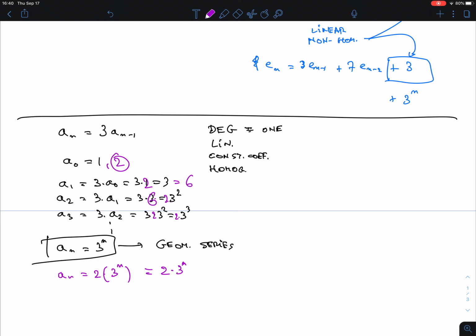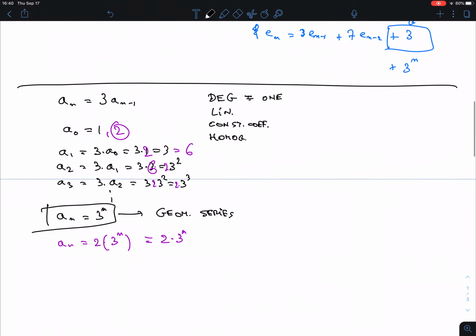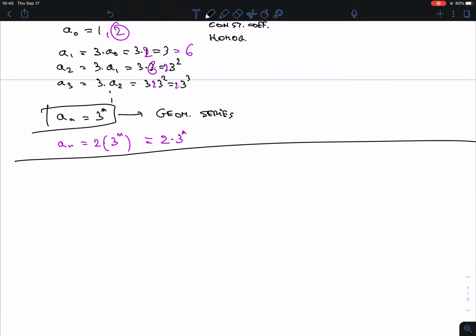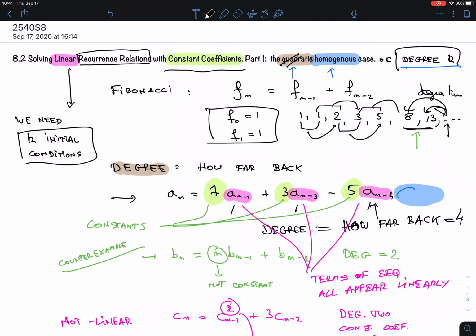So a geometric series, and that's the clue here. So let's think. If this is what happens in degree 1, perhaps the same thing happens in degree 2. So let's look at a general degree 2 constant coefficients. Let's write down how this generally looks. a_n, and now we know it has to depend on a_{n-1}, it has to depend on a_{n-2}, and those have to be linear, so no fancy powers, no multiplication. And we have to add and multiply with constants, because that's the constant coefficient part.